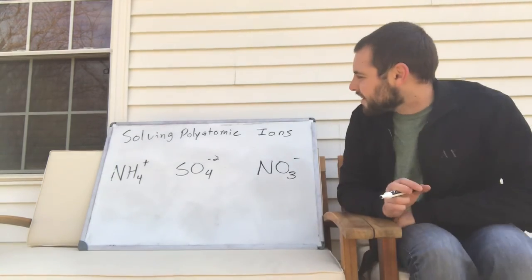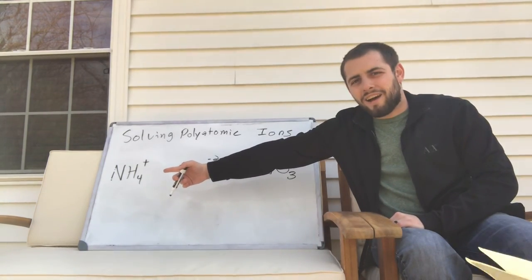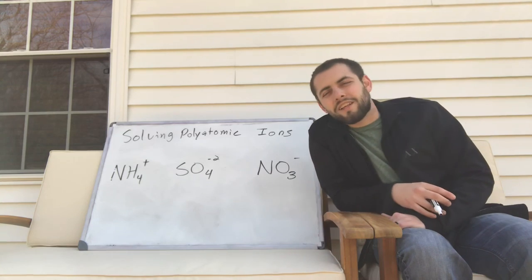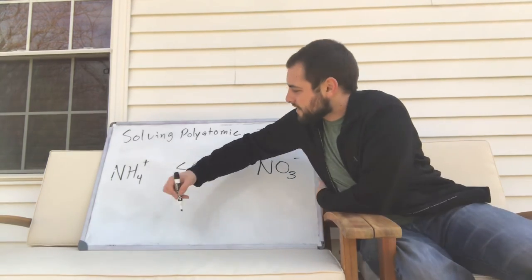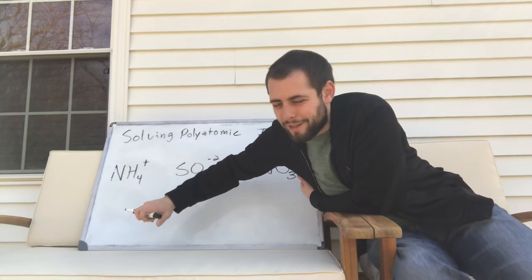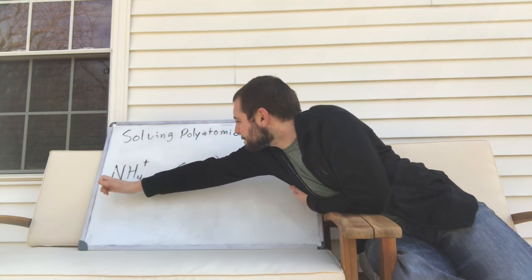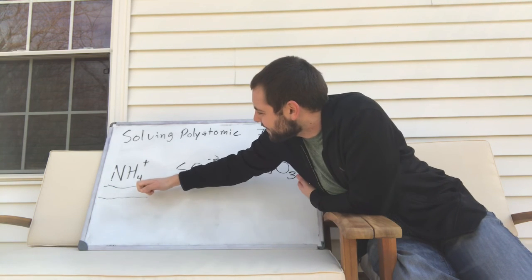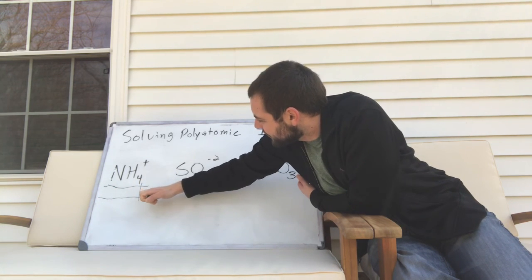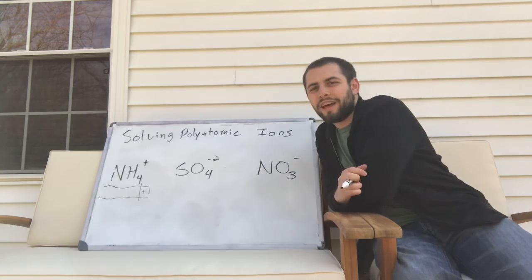Let's start with the ammonium ion over here. I'm still going to use the railroad method. I'm still going to set this up just like I did in the last little segment. Let's see if I can do better this time, though. Okay, that's not bad. I'm happy with that.